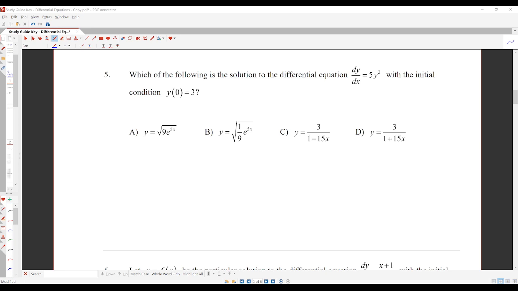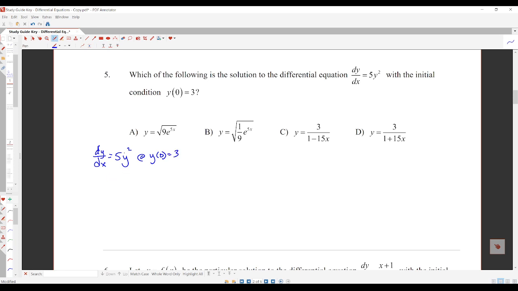Okay, continuing with number 5. Which of the following is the solution to the differential equation dy/dx equals 5y squared with the initial condition y of 0 is equal to 3? So let me write that here. dy/dx equals 5y squared, y of 0 is equal to 3.